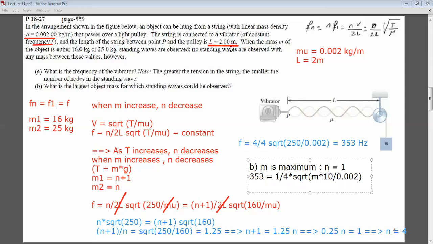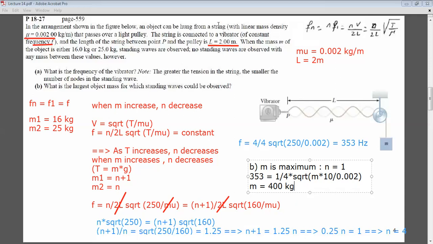So from here, if you just do the math, you will get mass is equal 400 kilograms. Okay, so how do we do the math here? I have here 1 over 4 square root of 10M over 0.002. The first thing, I get rid of the 4, so I multiply 353 by 4. Then I square both sides to get rid of the square root. Then I multiply by 0.002 to get rid of the denominator here. Then I divide by 10 to get the M. Okay, and by this we reach the end of this question.